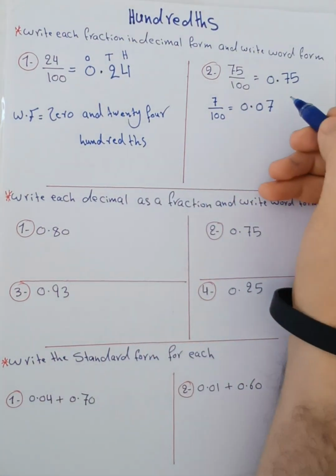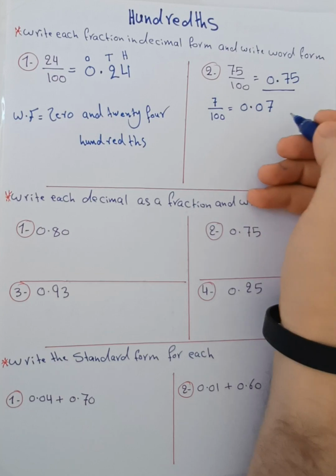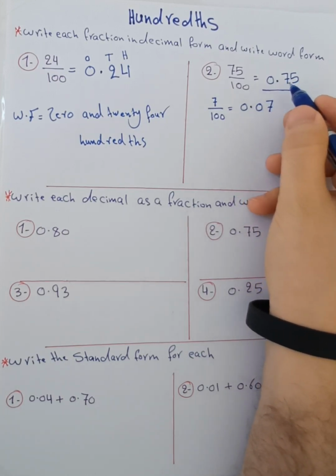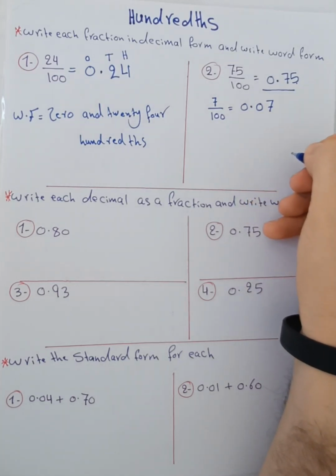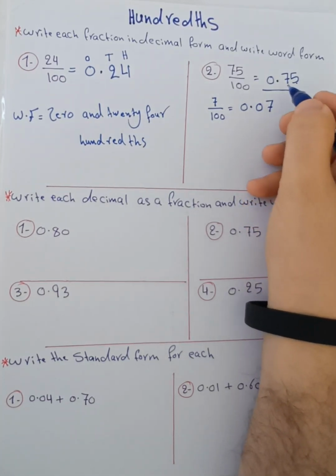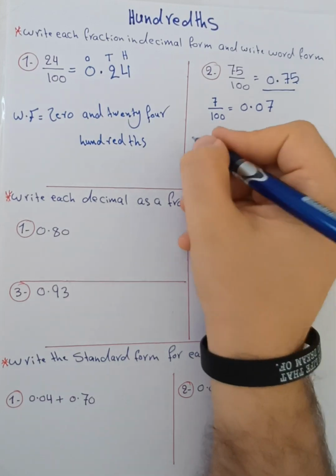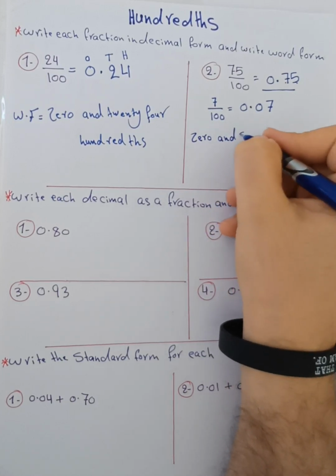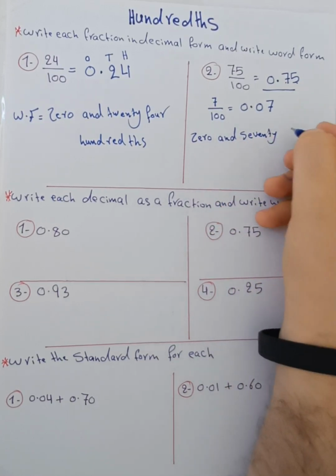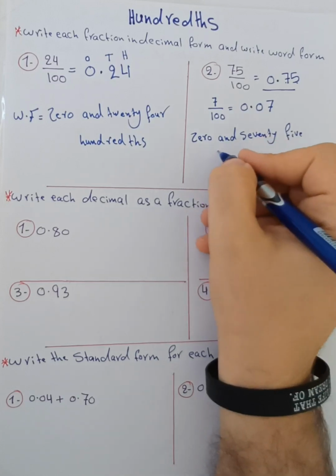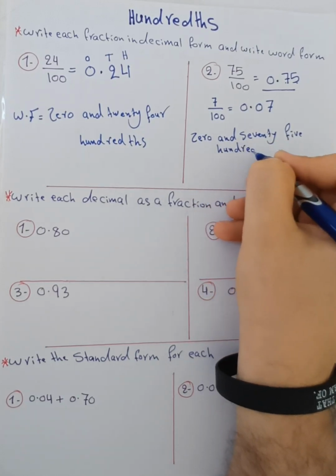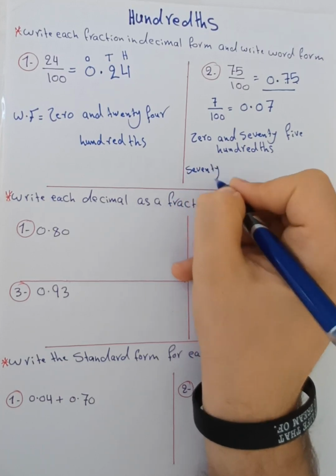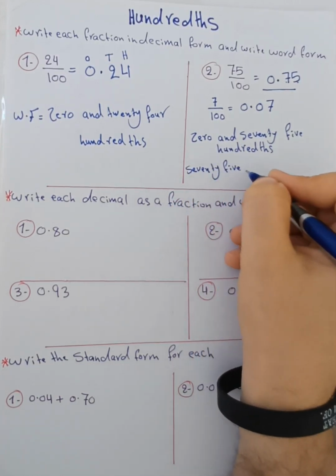After that, how can we read this decimal number? We can say 0 and 75 hundredths, or we can say 75 hundredths. So we can say 0 and 75 hundredths, or we can say 75 hundredths.